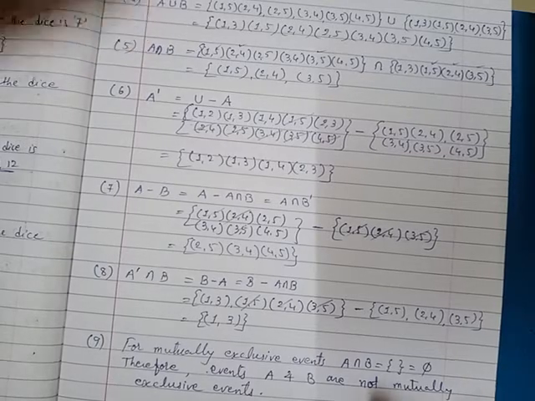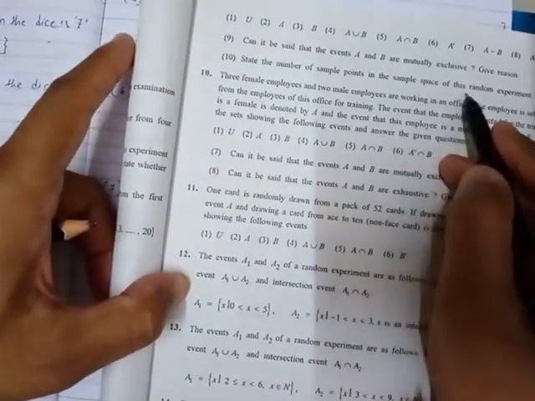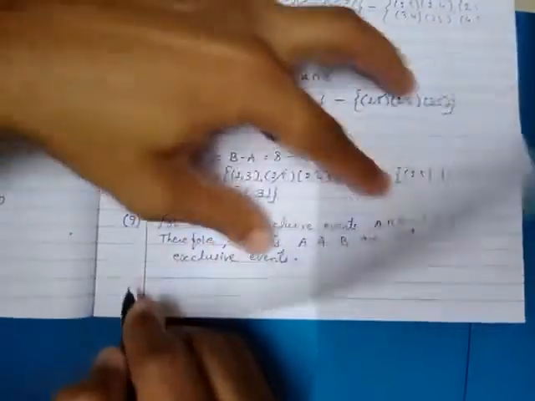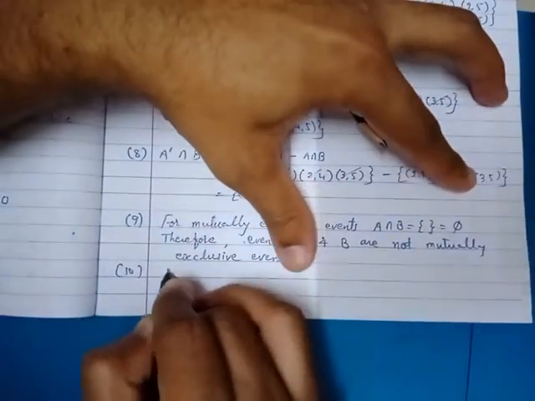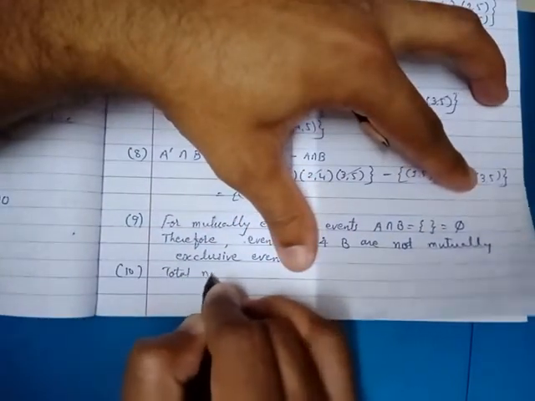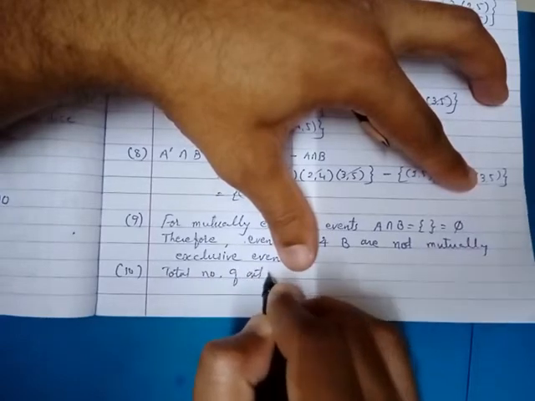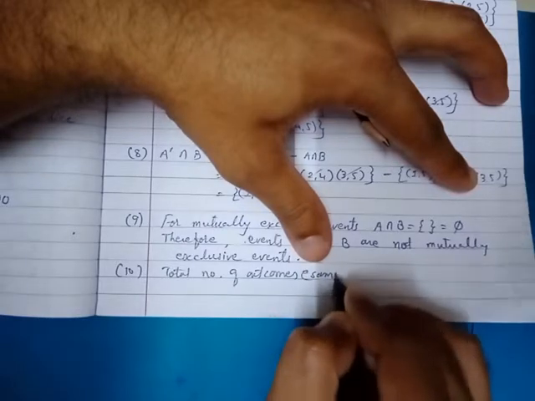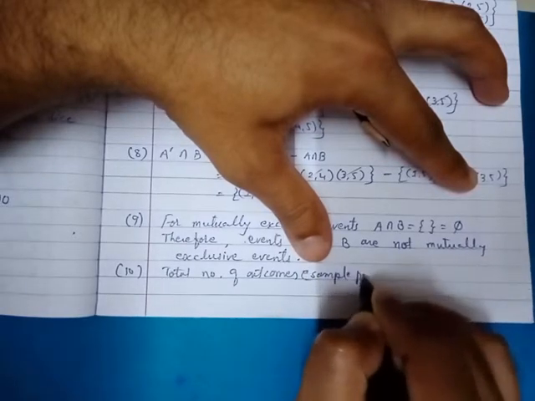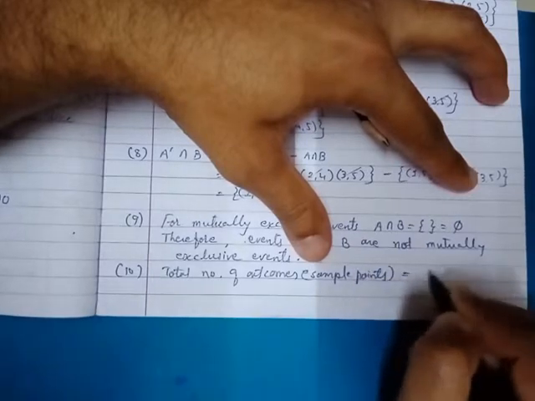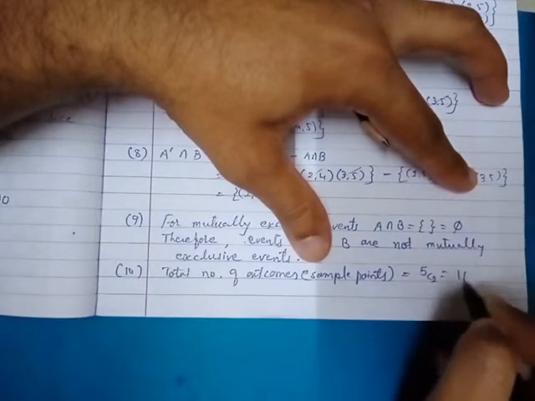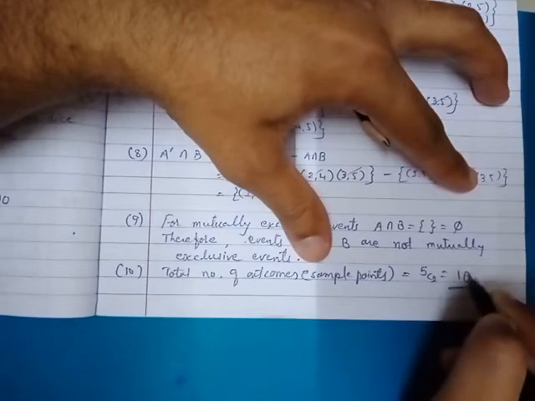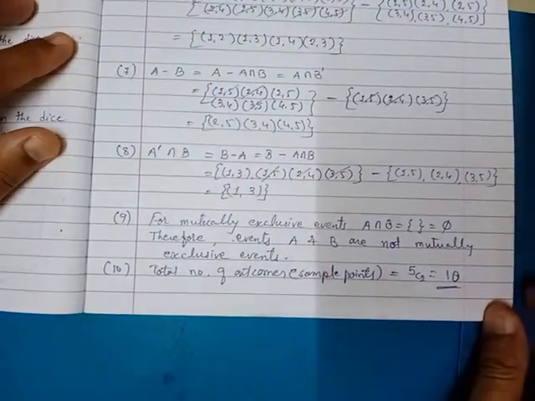Okay, and the last question, number 10. What is that? State the number of sample points in the sample space of this random experiment. So the number of sample points you have to write. I will write the 10th answer over here. Total number of outcomes, or you can write sample points, is equal to 5C2, that is equal to 10. That is your answer.